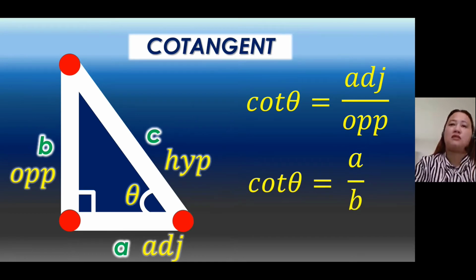So those are the 6 trigonometric functions. For the example, I will provide an example after the discussion of the Pythagorean theorem.